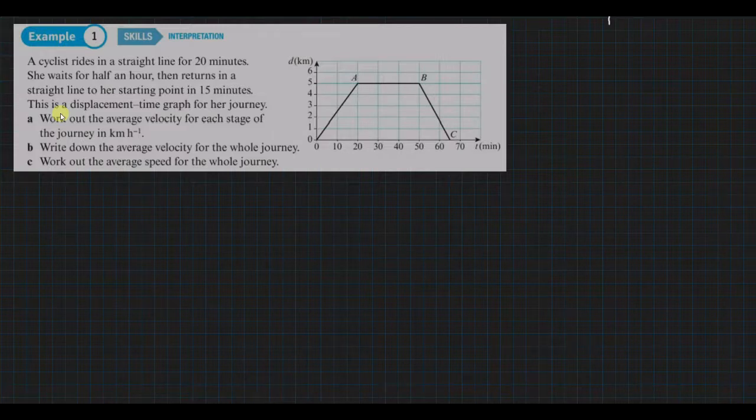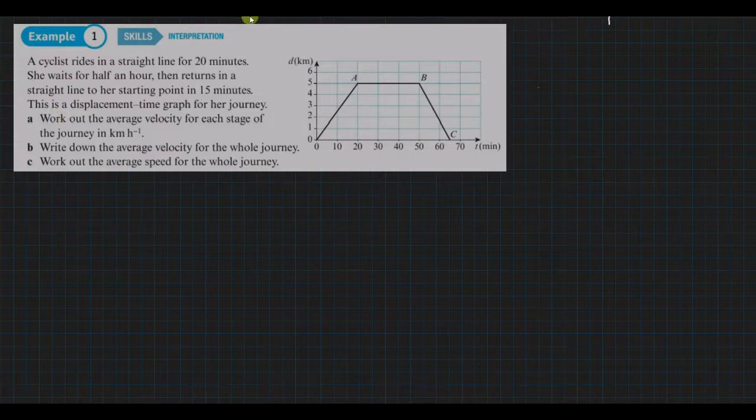A cyclist moves to a point A, which is 5 kilometres from home, and takes them 20 minutes to get there. Could be going uphill or something. They stay there for 30 minutes and then return home downhill, and it only takes them 15 minutes. That's the sort of longer description they might give.